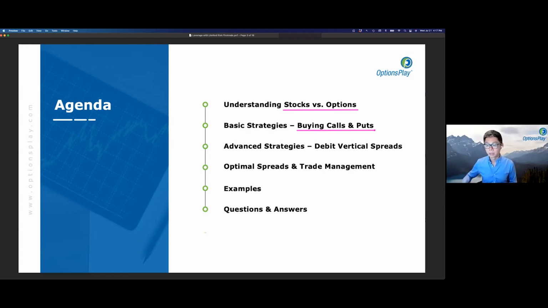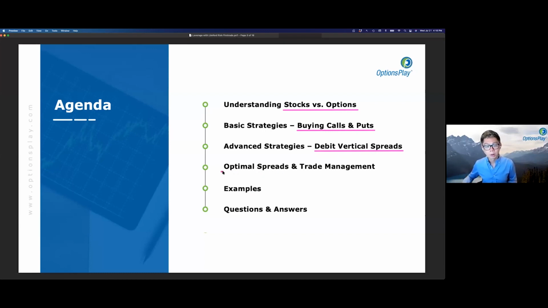Then we're going to talk about a slightly more advanced strategy, a debit vertical spread. Because what this debit vertical spread is going to be able to do is reduce your risk even further than buying a call or a put, and can actually enhance your potential returns.